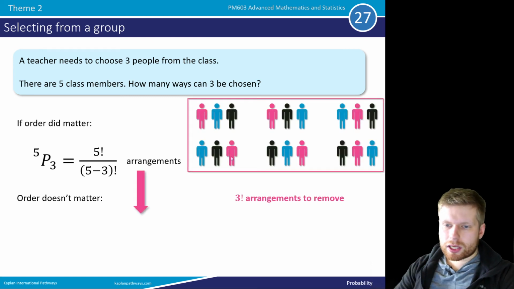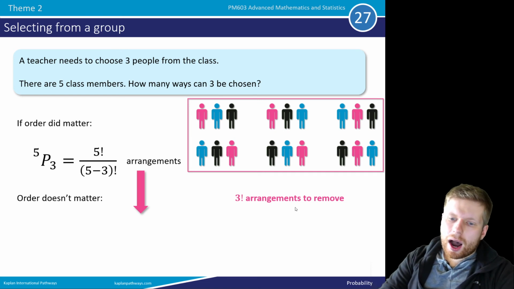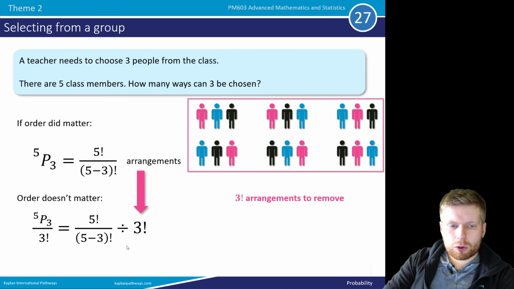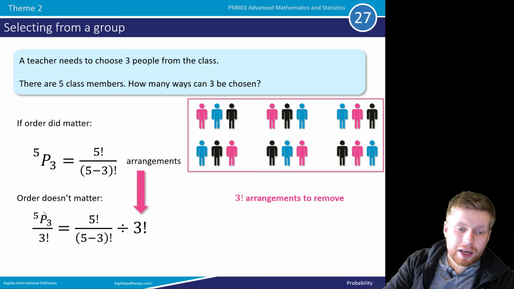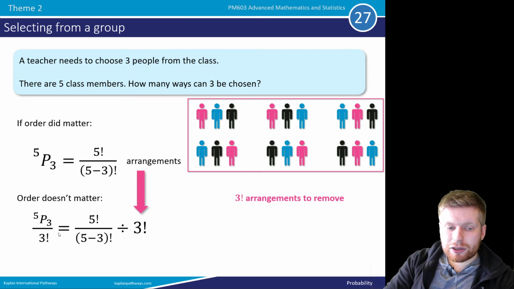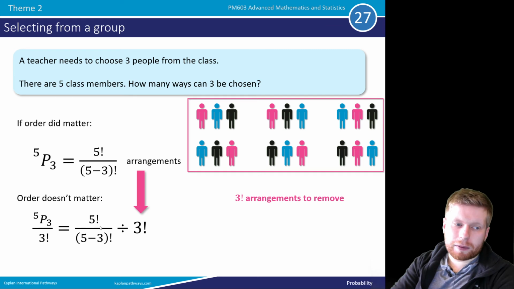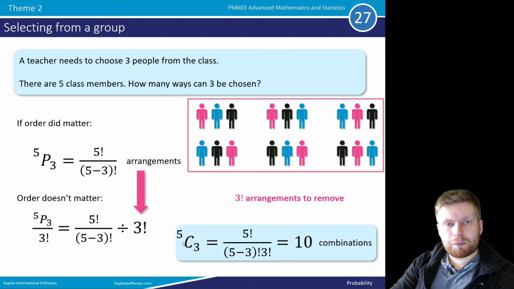So therefore, because order doesn't matter, all of these arrangements are the same, okay? They're treated as the same group. I need to remove the 3 factorial arrangements. So in order to remove the factorial, I need to divide. We've just seen that. So I'm going to take 5P3 and I'm going to divide by the number of different ways of ordering my 3 people. I don't care about the order. Okay, so therefore I'm going to take my 5P3, the 5 factorial over the 5 minus 3 factorial, and divide by that 3 factorial. Okay, and that would be a brand new thing.